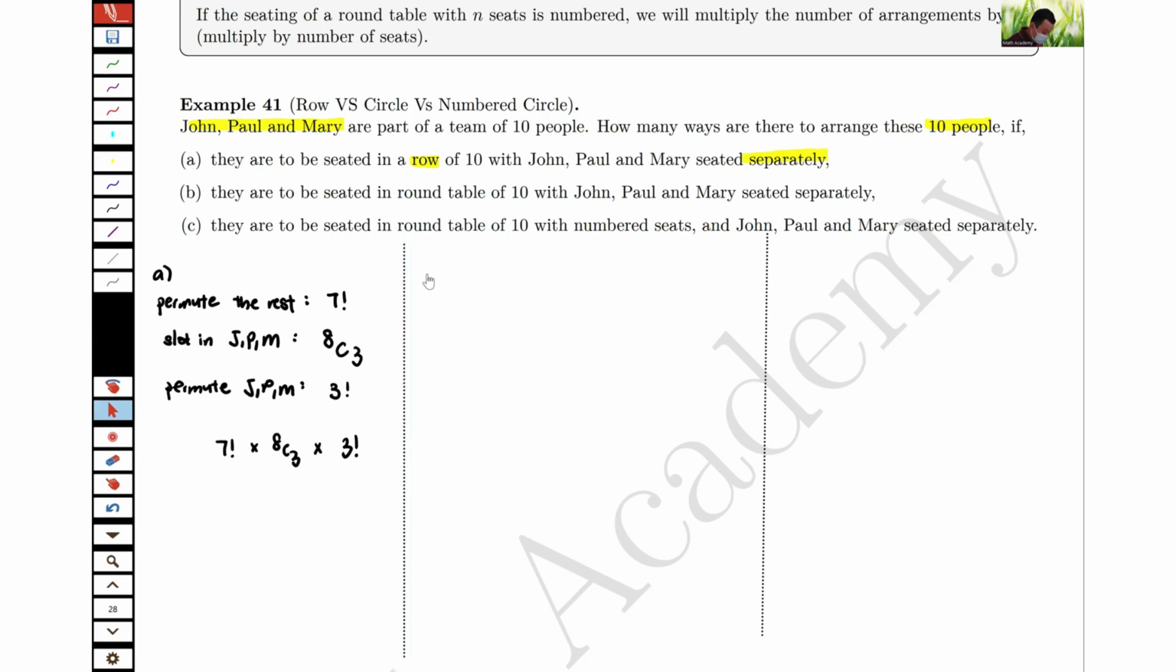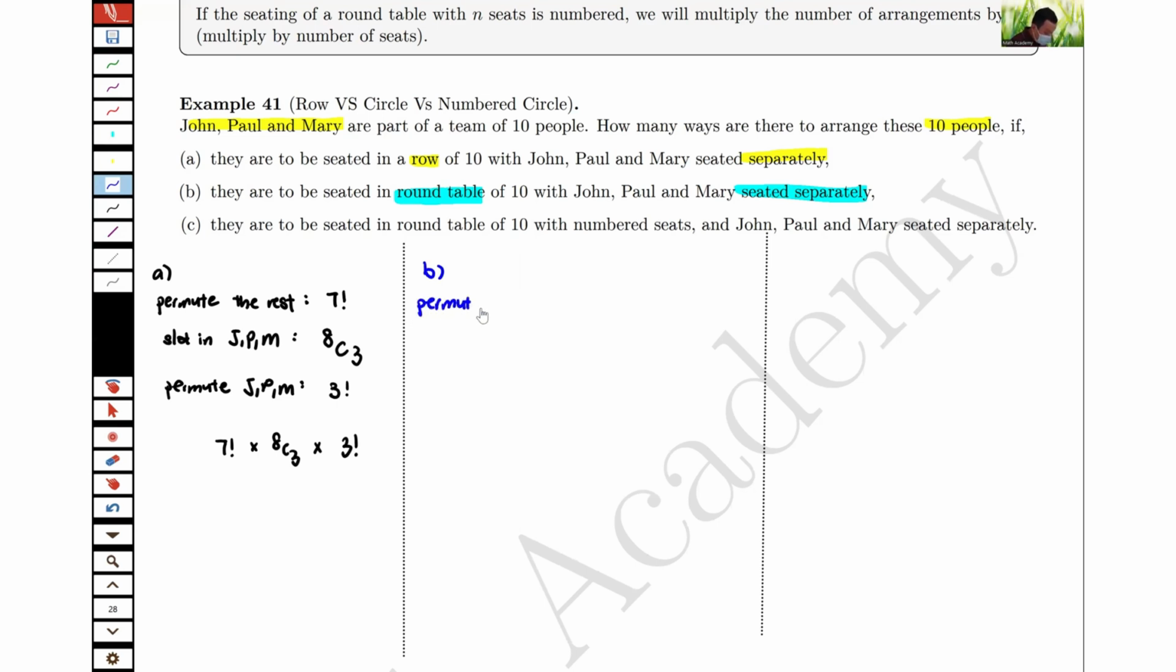Okay, then let me go on to B. I've changed the problem such that it is a round table. That is the only difference. I will still need John, Paul, and Mary to be separated. We are going to think through the same concepts, just that the values will be different in the calculation.